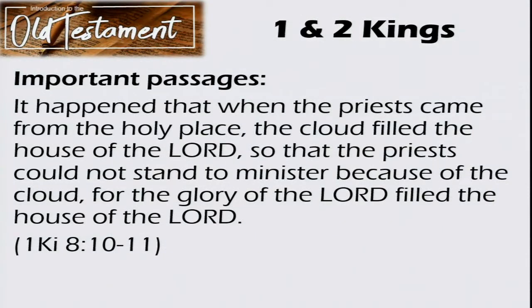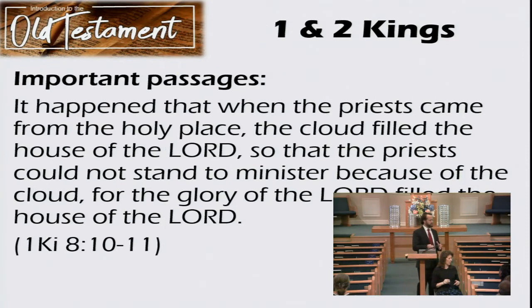1 Kings chapter 8: It happened when the priests came up from the holy place, a cloud filled the house of the Lord, so that the priests could not stand to minister because of the cloud. The glory of the Lord filled the house of the Lord. What did David want to do that he was not allowed to do? To build the temple. In 1 Kings, we see the establishment of the temple.